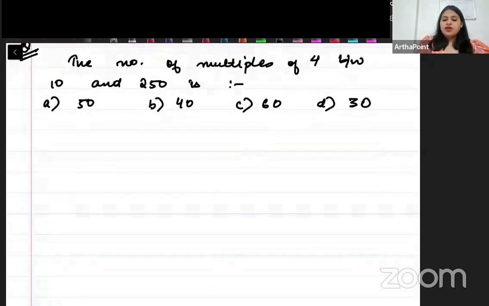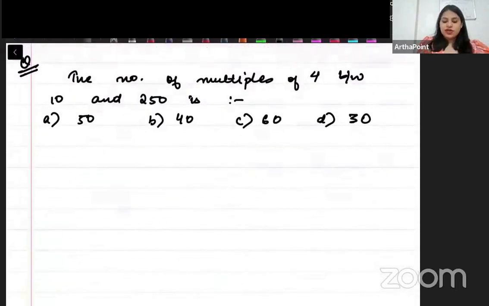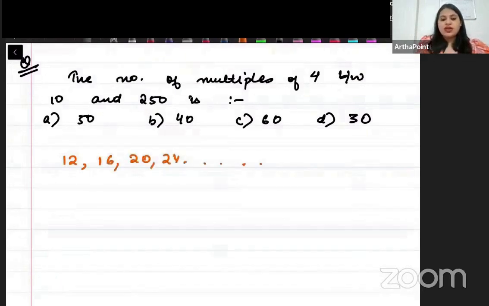So beta, when we talk about the number of multiples between 10 and 250, that means after 10, what's the first multiple? 12. Second multiple 16, third multiple 20, 24. These are all the multiples of 4, right?